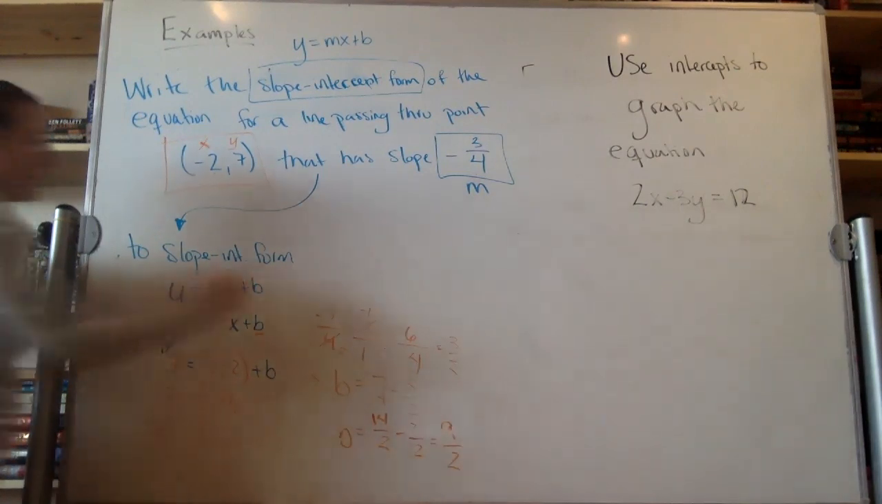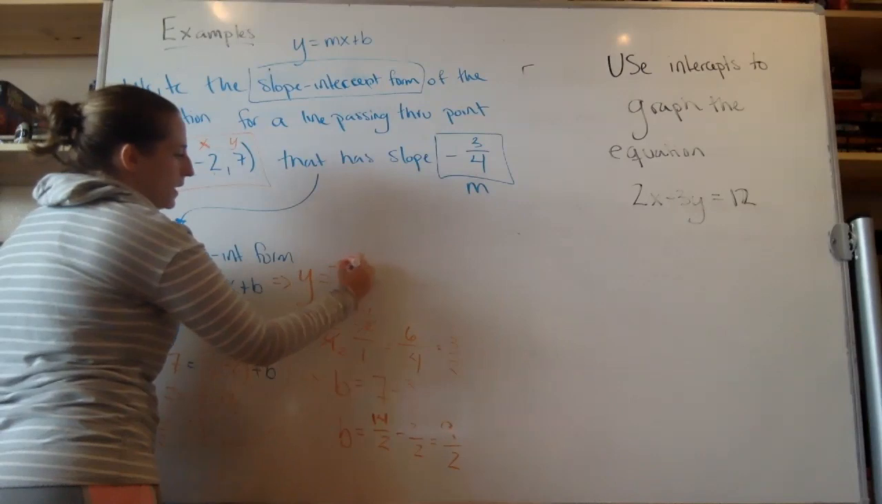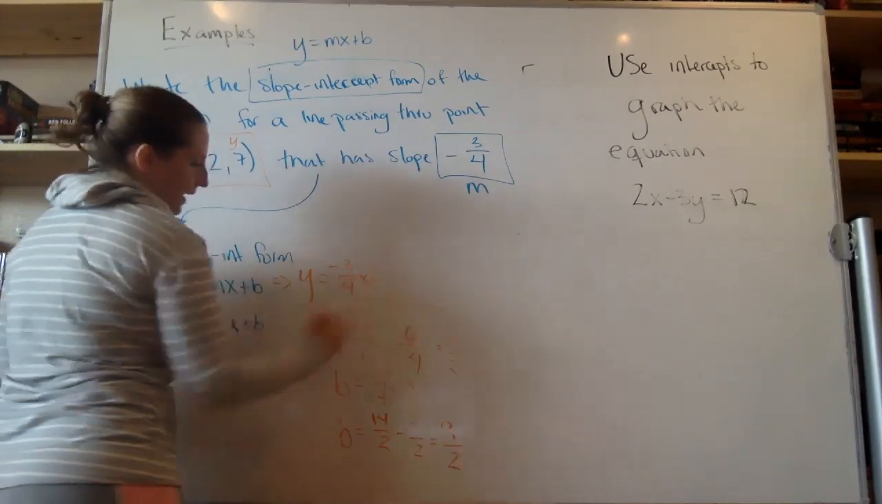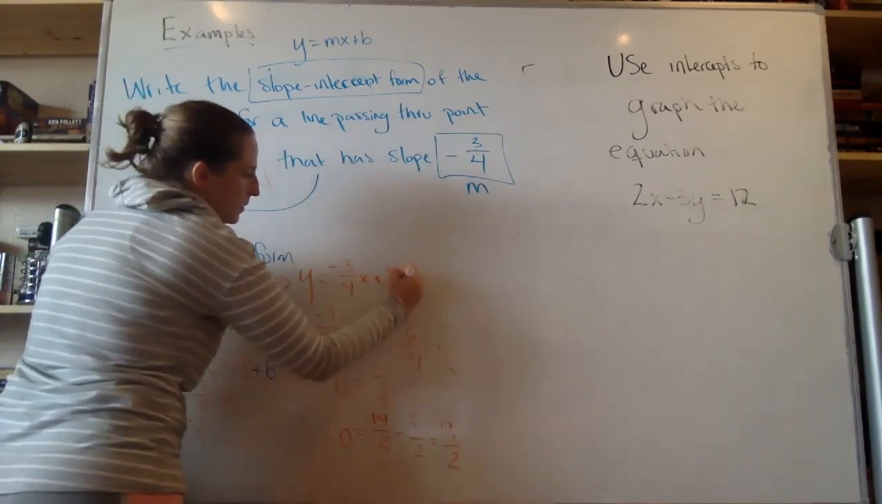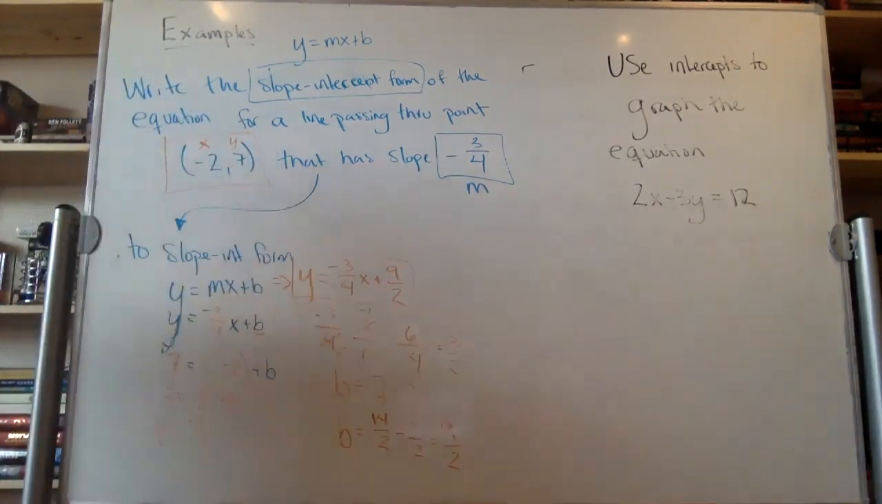So altogether, my equation is going to look like y equals, my slope was negative 3/4 x, and my intercept was 9 halves. So here's the equation in slope-intercept form.